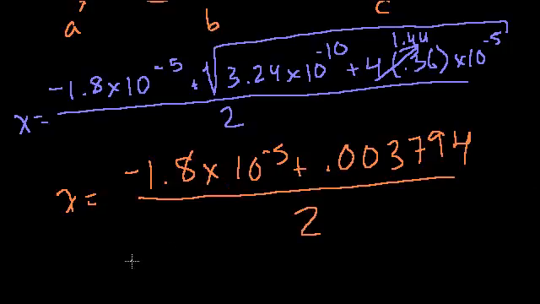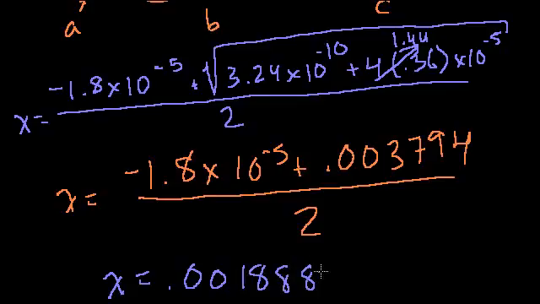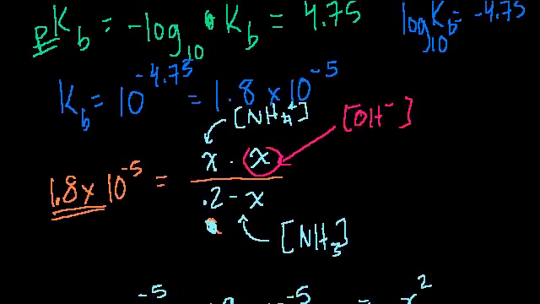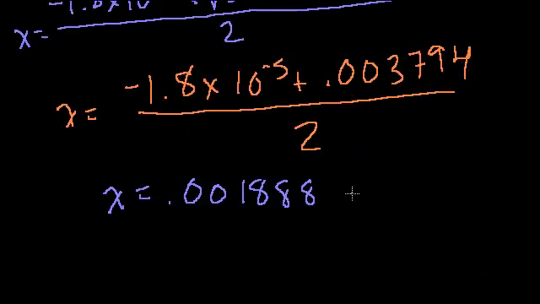That divided by 2 is equal to 0.001. So let me write that. So x, I'll switch colors arbitrarily again. x is equal to 0.00188, and so forth and so on. But if you remember from our original equation, what was x? It's both the ammonium concentration and the hydroxide concentration. We care about the hydroxide concentration. So this is equal to my concentration of hydroxide.